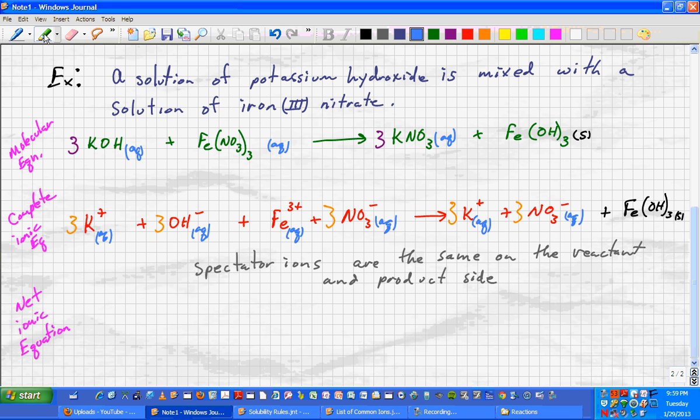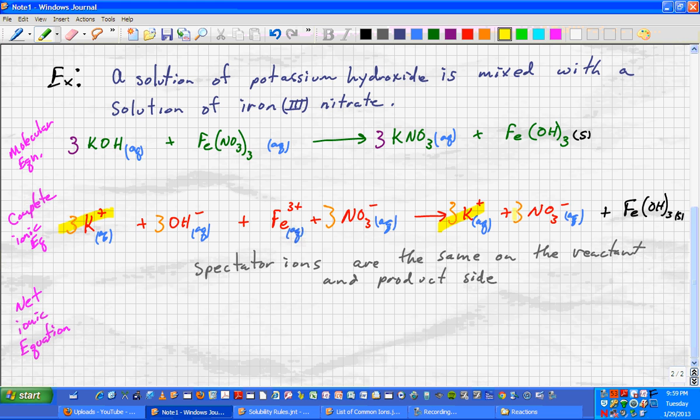So things that are spectators would be stuff like potassium. I've got 3 potassiums over here. I got 3 potassiums over there. Same on both sides. This guy is a spectator. Hydroxides. I've got 3 hydroxides over here, but I don't have anything that's written as 3OH minus on this side, so that guy's not a spectator.